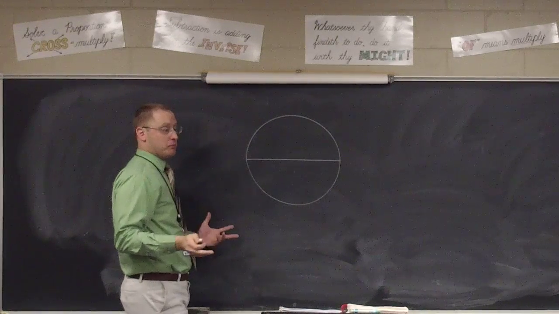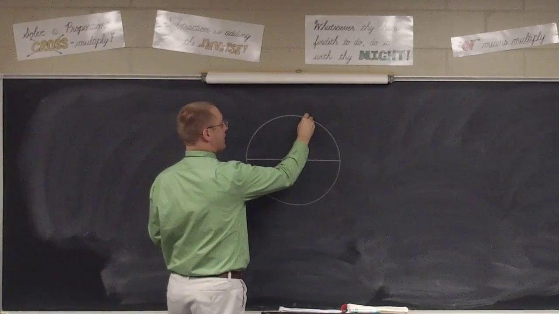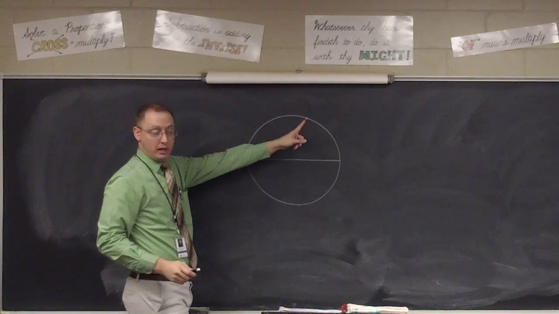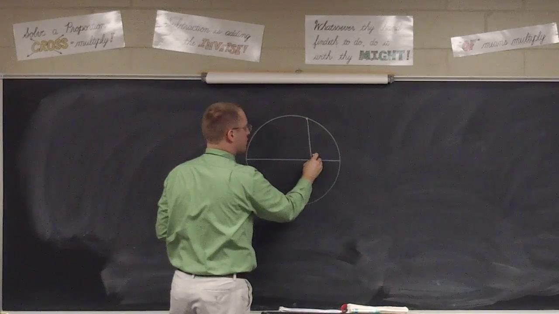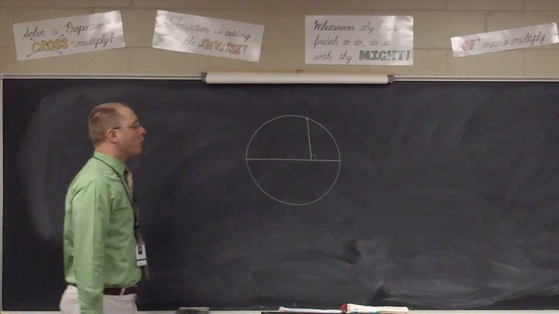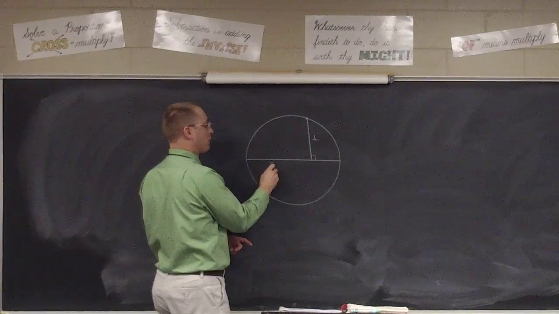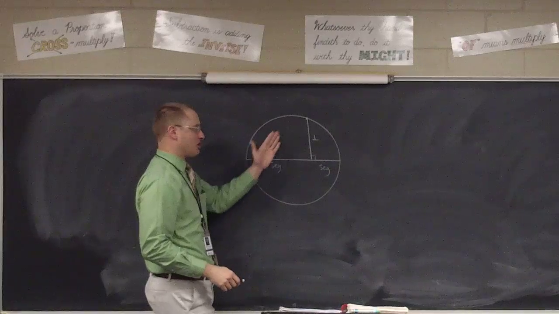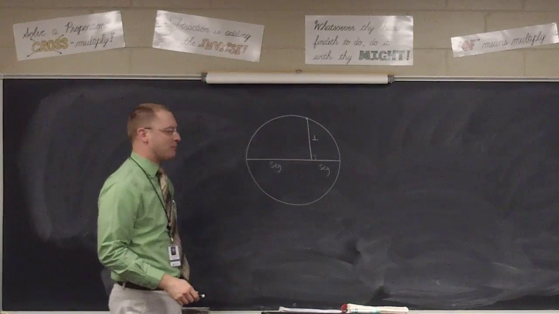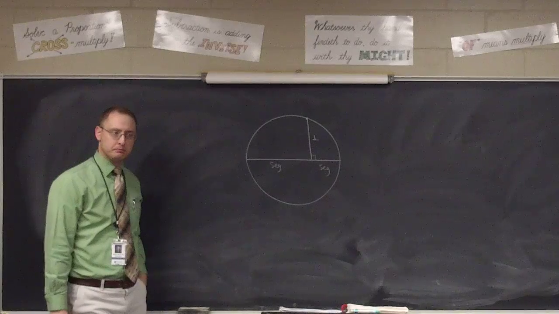We have a circle, we have a diameter, we have a random point here. And from any point on a circle, we drop a perpendicular to the diameter. We want to prove that perpendicular is the mean proportional between the segments of the diameter. So that segment is to perpendicular as perpendicular is to segment. Thoughts on how we might prove this corollary?